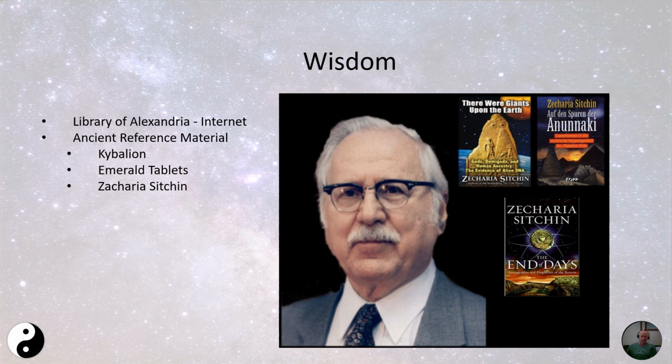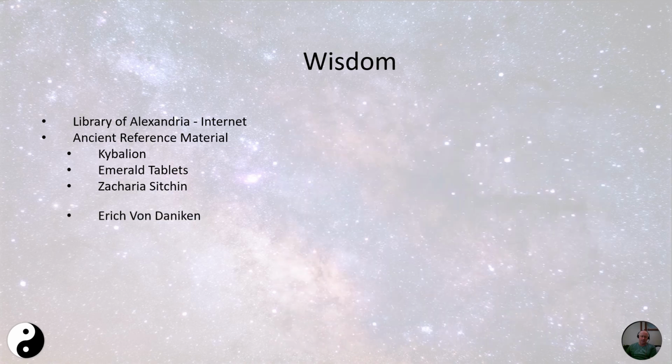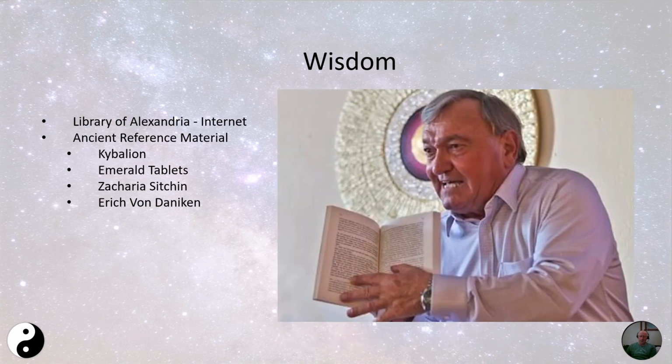Zecharia Sitchin, I mentioned before, he's got quite a few books out. He was the one that decoded the Sumerian tablets that came out of Iraq. Erich von Däniken has been around a long time. Chariots of the Gods is one of the books that he wrote, and it talks about the extraterrestrials coming to the planet to populate the planet and such things. And that's also backed up by Zecharia Sitchin's decoding of those Sumerian tablets.